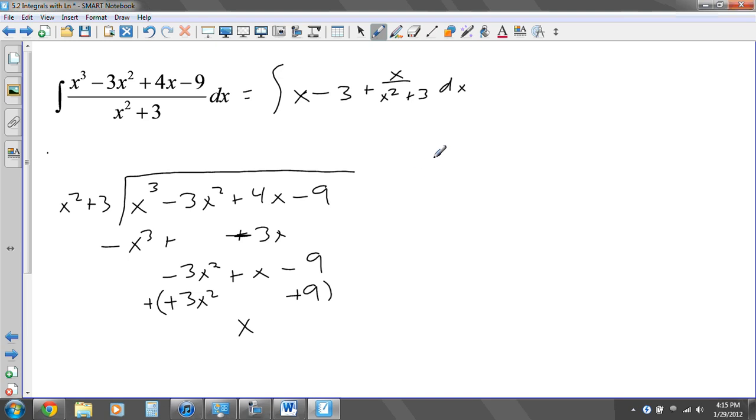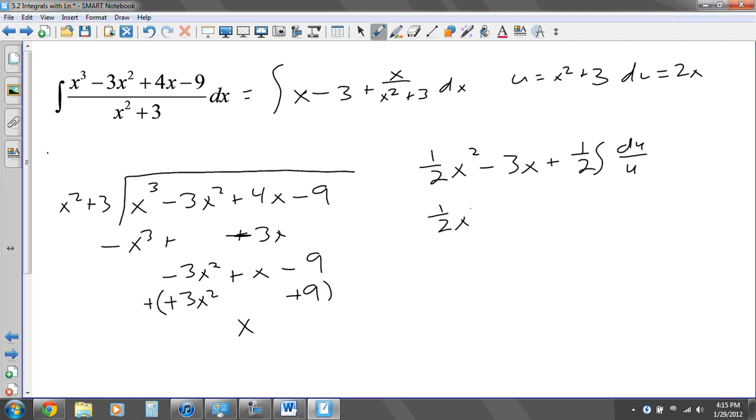So I'm going to raise the power by 1 and drop the reciprocal. So I get 1/2 x squared. The integral of this is just 3x. The integral of this, we can now use our natural log integral rule. So if the bottom is u, then du equals 2x, and I need to multiply by 2 and 1/2 on the outside. So I'm going to have plus 1/2 integral of du over u, which turns into 1/2 the ln of u, which was x squared plus 3, plus c. Okay, and this would be the integral of this.